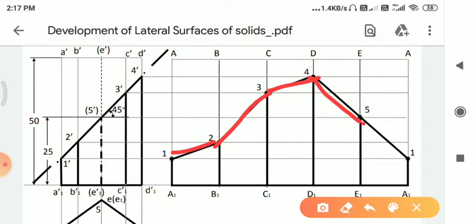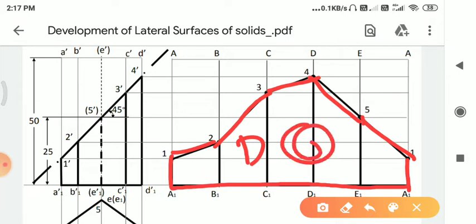Now here 5 1, then 1 A1, 2 up to E1, continuously drawn up to A1, and complete this one. Now this is nothing but the development of this particular prism. This portion is nothing but the development, and this is the removed portion.